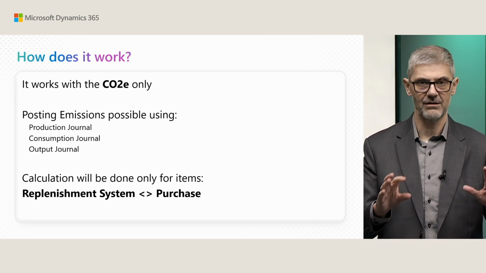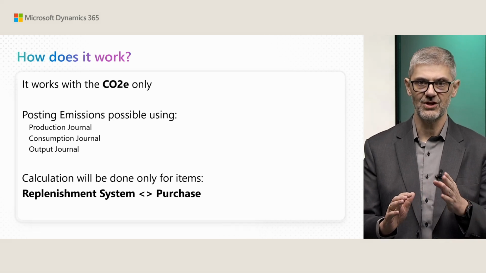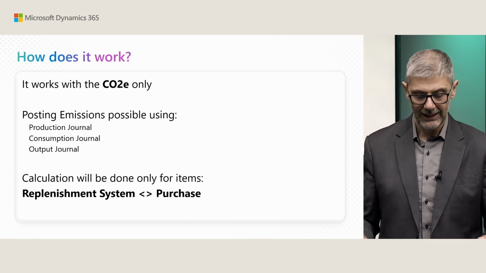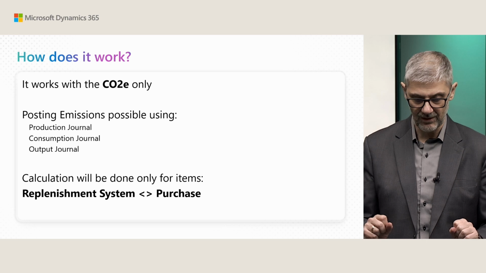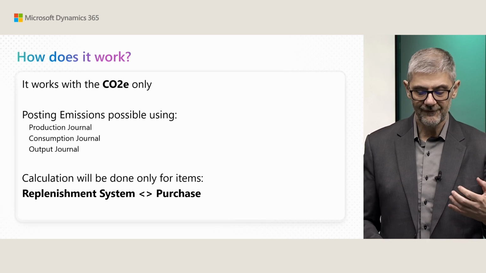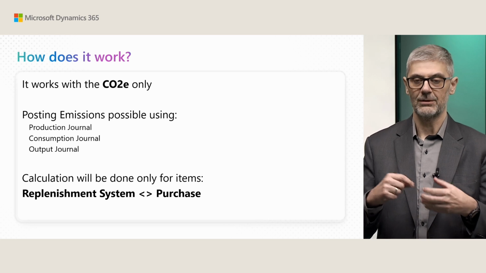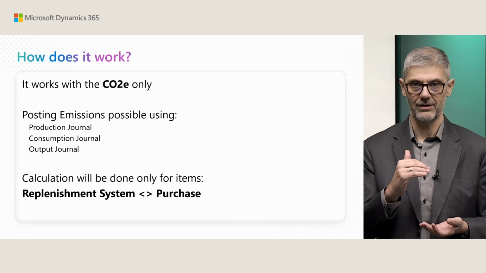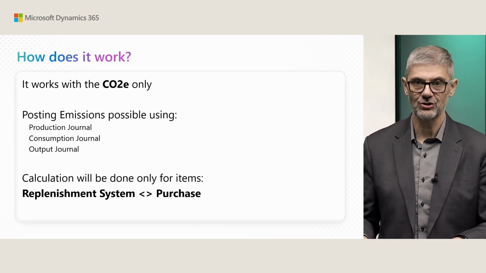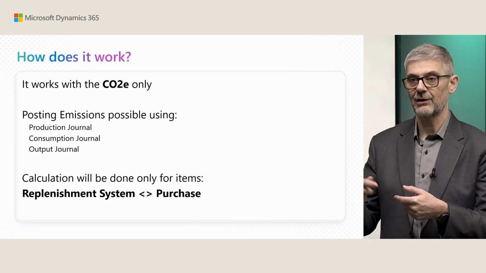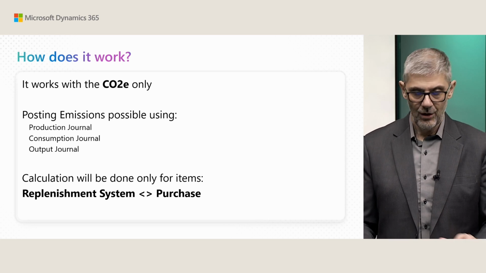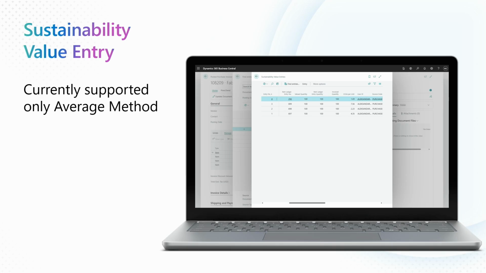So this is the same as it applies for items and work and machine centers, only you will get new values related to emissions. Again, one more thing important to remember. Calculation will be done only for items where the replenishment system is not purchase. So if this is a purchase, you will get this information from your purchase invoice. But if this is a production order and assembly order as well, the system will calculate from your production and assembly documents. What you will get at the end, you will get a sustainability value entry related, in this case, to production documents.